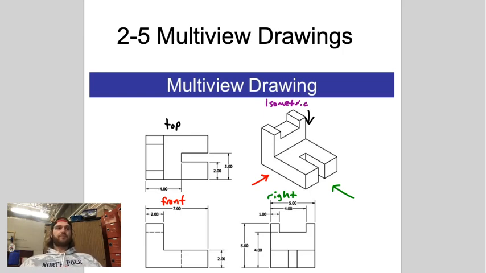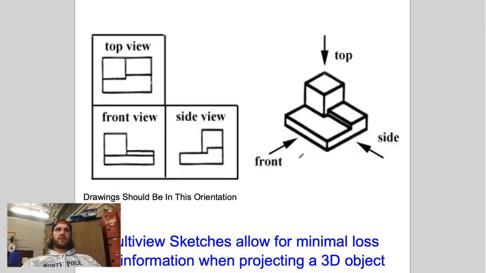Here we go. But here's another object. I just want to make sure that people know you want your top view, front view, and your side view or your right view to be in this order on the multi-view sketch. Some people think you switch these around all over the place, but this is the orientation you typically want it in to be a multi-view sketch, so to speak. And again, they're allowing for minimal loss of information when projecting a 3D object onto a 2D surface.